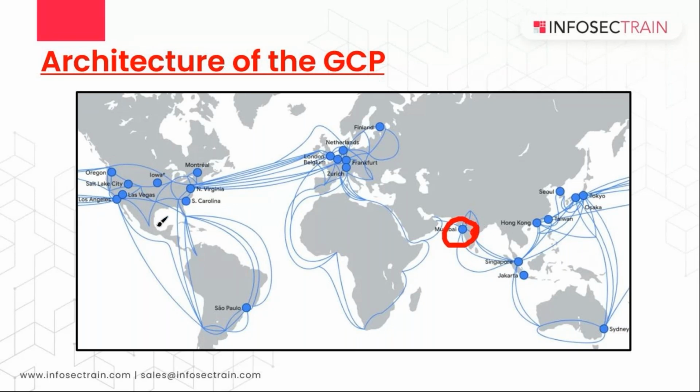Okay, in the United States you can see they are present in multiple regions. A region means that they are physically present there. In India, if I go to Mumbai, they are not going to reveal exactly where they are located in Mumbai. But if I go back and track down, in Mumbai GCP has a physical presence.